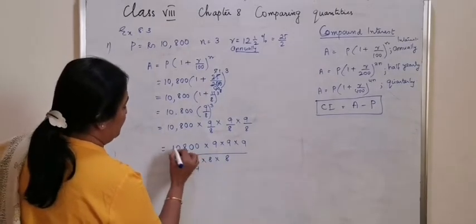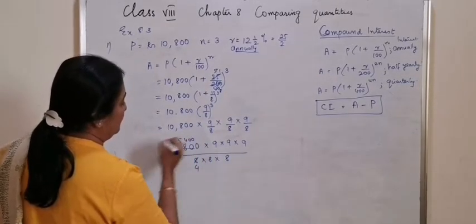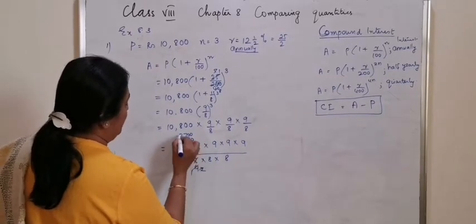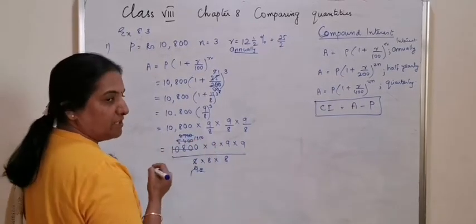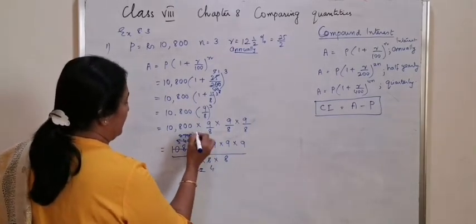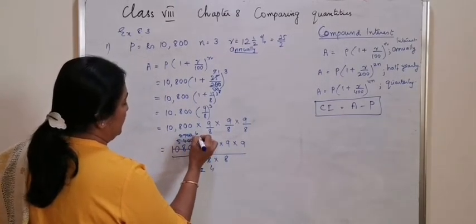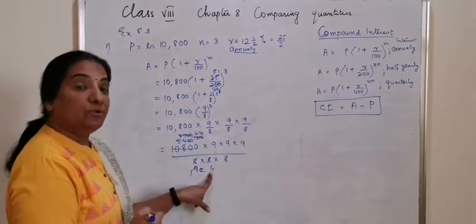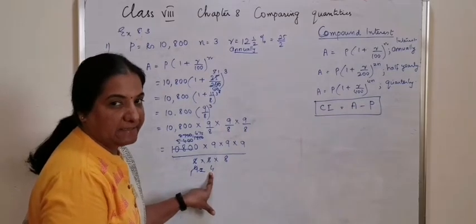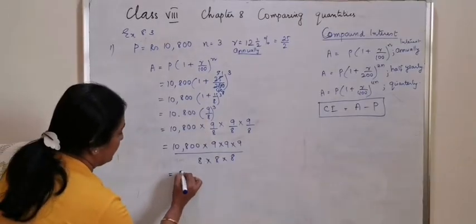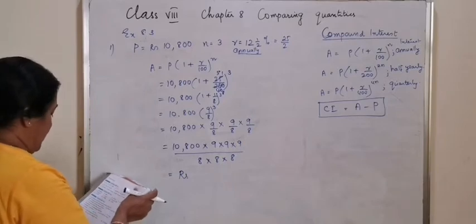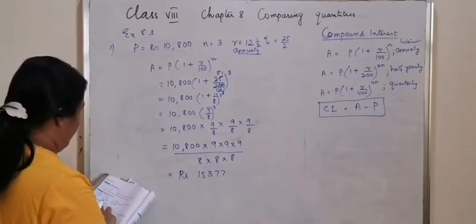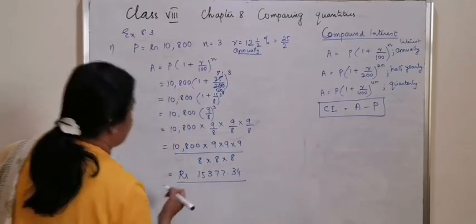So by 2 is 4, 5,400, by 2, 2,700, 1,350, by 2 it will be 675. The remaining you can multiply and divide and get the final answer. You will be receiving the answer as amount is equal to rupees 15,377.34 as the amount.